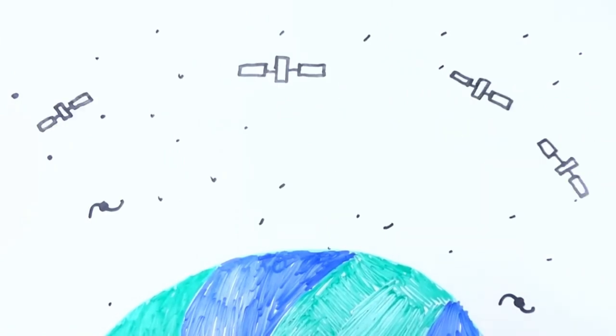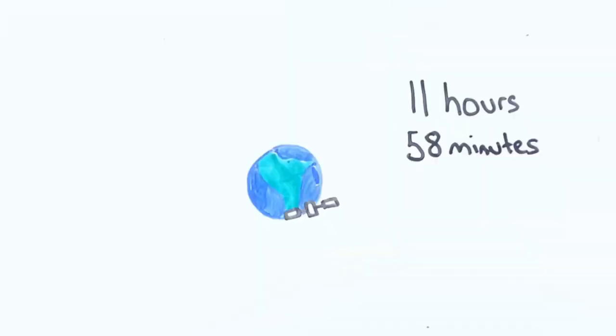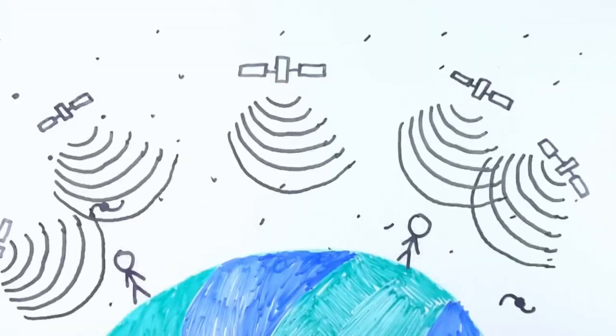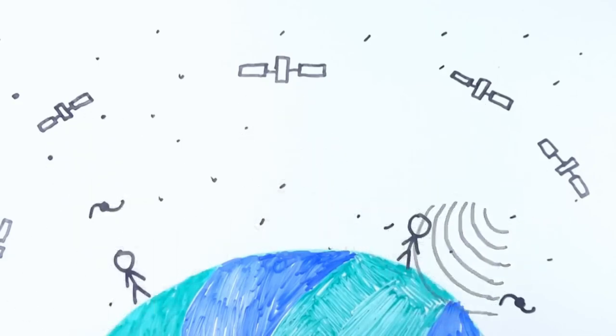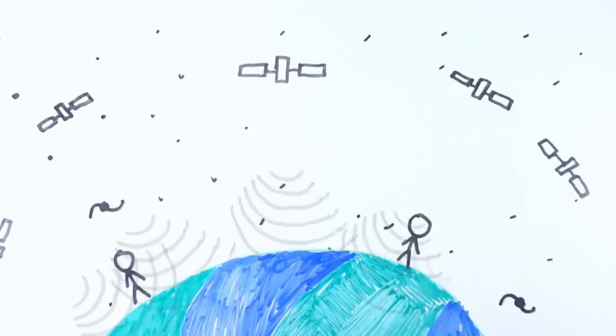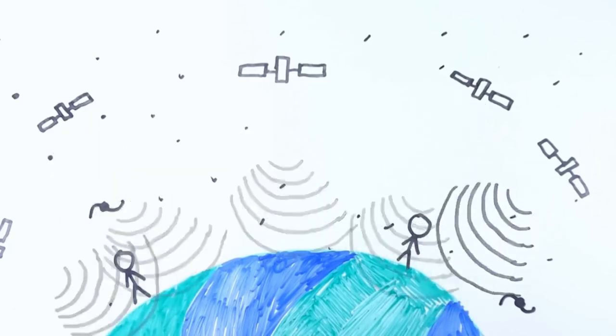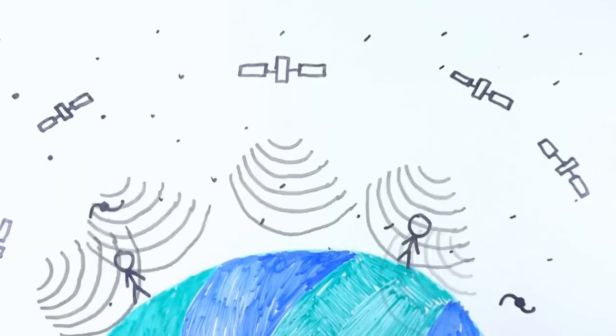At over 20,000 kilometers above sea level is a constellation of satellites, each orbiting Earth every 11 hours and 58 minutes. These satellites are continuously beaming data down to us on Earth, which is in turn received by devices such as your phone or navigational units in your cars, allowing you to see where you are on the planet.